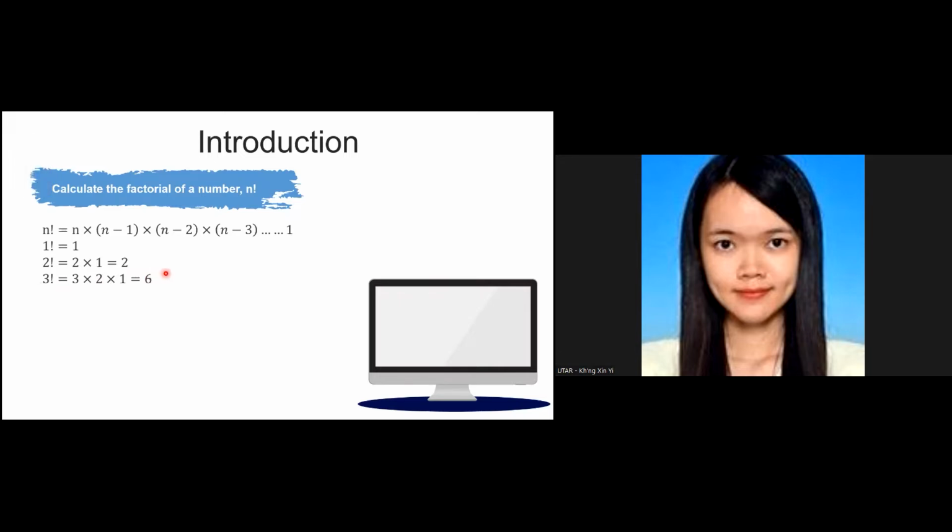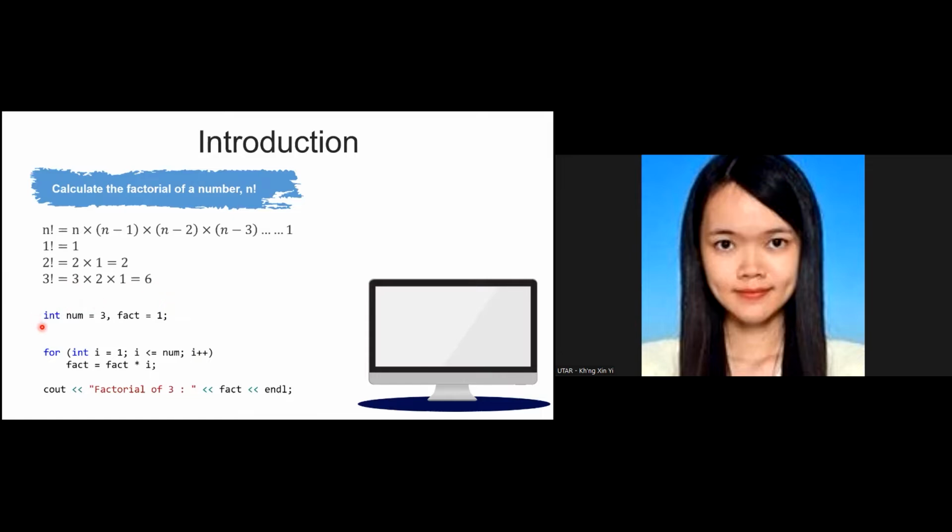And then if we are asked to use a program to calculate the factorial of a number, I have provided a sample code here so that you can use it to find the factorial of a particular number. For example, I provided this sample code here to find the factorial of 3, which means that I want to find what is 3 factorial, and then the answer should be 6.